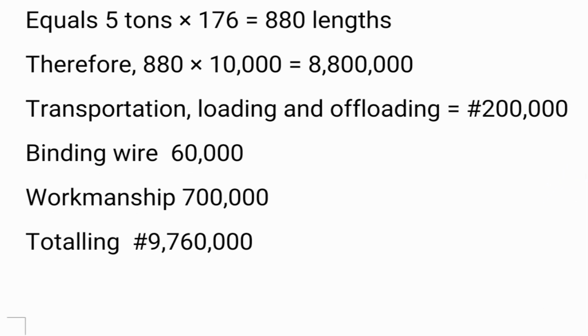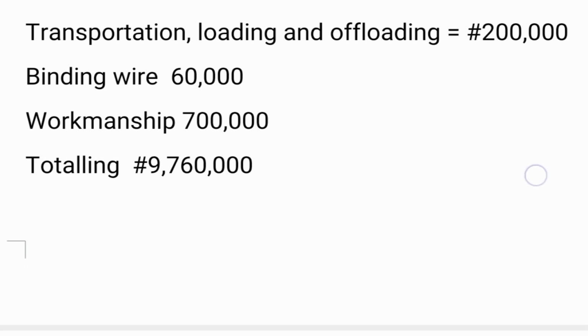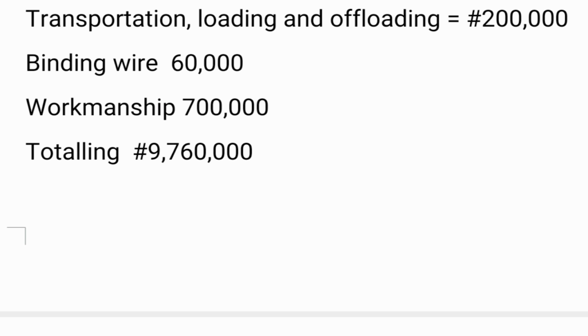Then the binding wire, 60,000. It depends. Remember here we are matting, so we need more rods here. For workmanship, 700,000. This is a rough estimate anyway. So totaling 9.760. You see that when it comes to rod, it eats money, it chops money, consumes money. That is why most people don't really mat their DPC, you know.